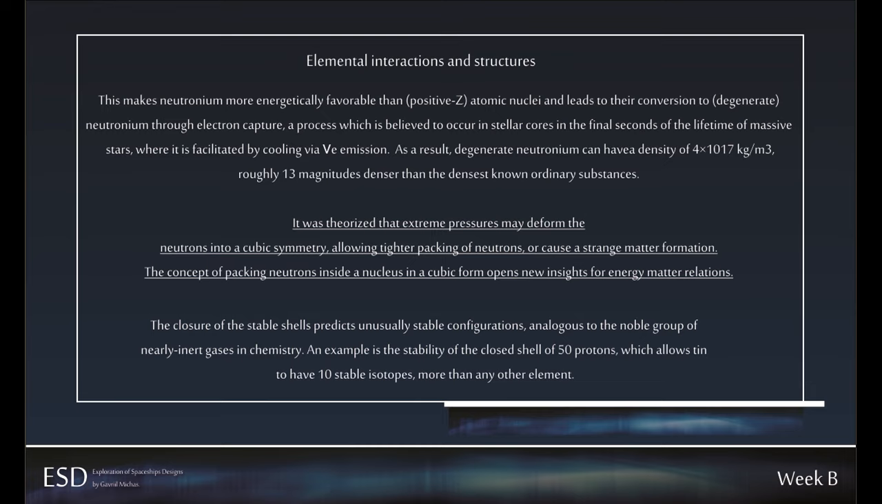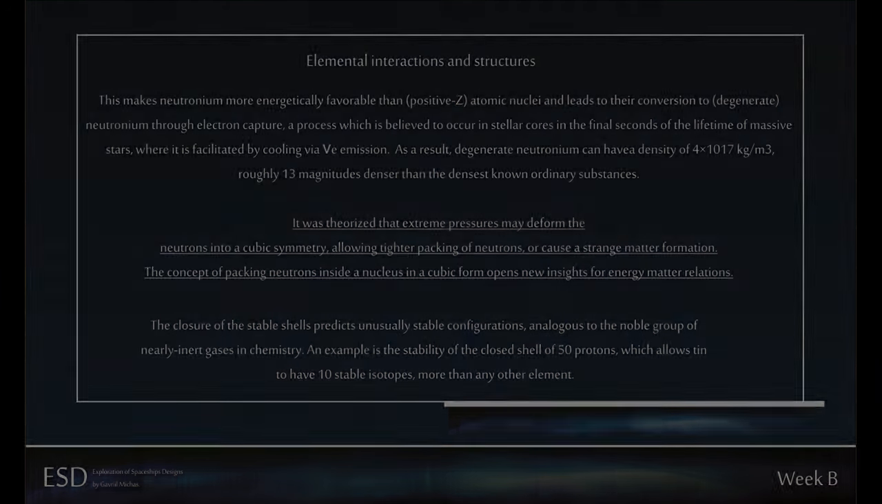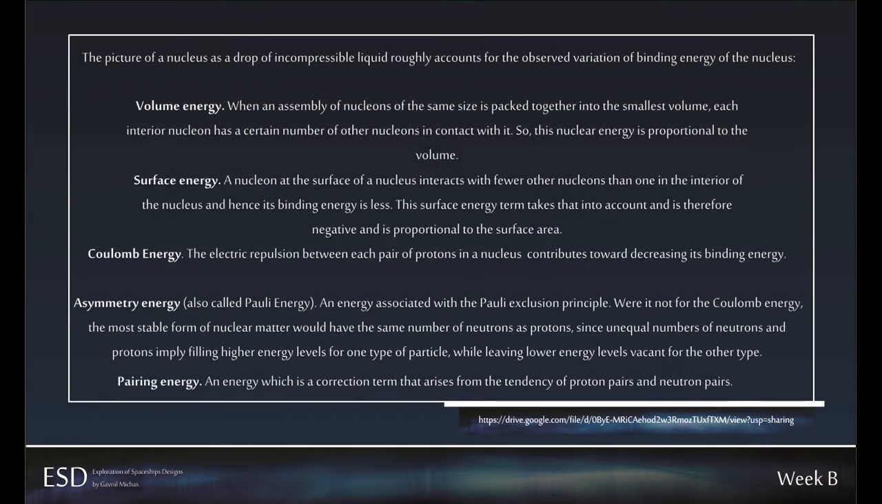The closure of the stable shells predicts unusually stable configurations, analogous to the noble group of nearly inert gases in chemistry. An example is the stability of the closed shell of 50 protons, which allows tin to have 10 stable isotopes, more than any other element. The picture of a nucleus as a drop of incompressible liquid roughly accounts for the observed variation of binding energy of the nucleus. Volume energy.